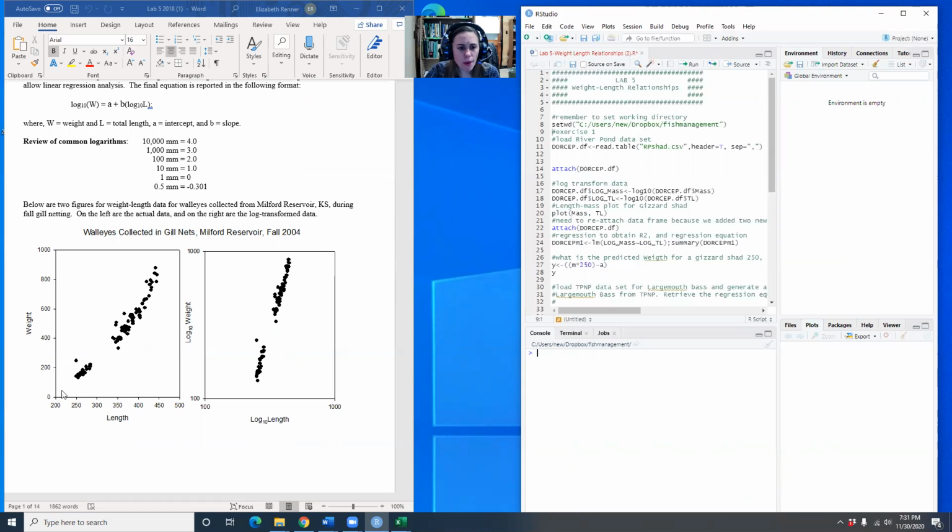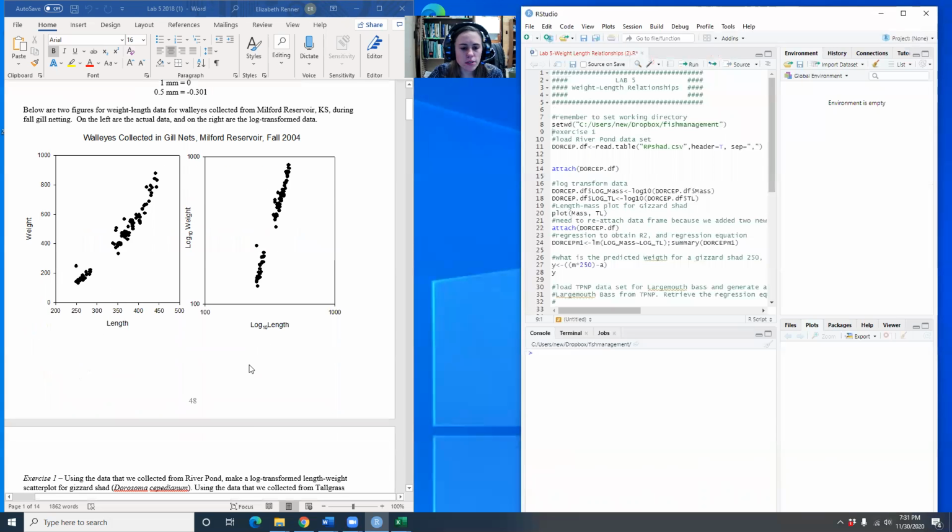Right off the bat, for the raw data, we see that it follows this curvilinear relationship, starting to approach exponential growth in weight as we top out around 400 to 450 millimeters for walleye. When it comes to the log transformed data, it cleans up and tightens that relationship, minimizing the variation. So we have a nice clean line with the exception of these two points.